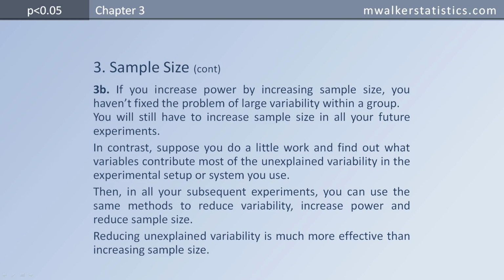Second, if you increase power by increasing sample size, you haven't fixed the problem of large variability within a group. You will still have to increase sample size in all your future experiments. In contrast, suppose you do a little work and find out what variables contribute most of the unexplained variability in the experimental setup or system you use. Then, in all your subsequent experiments, you can use the same methods to reduce variability, increase power, and reduce sample size. Reducing unexplained variability is much more effective than increasing sample size.